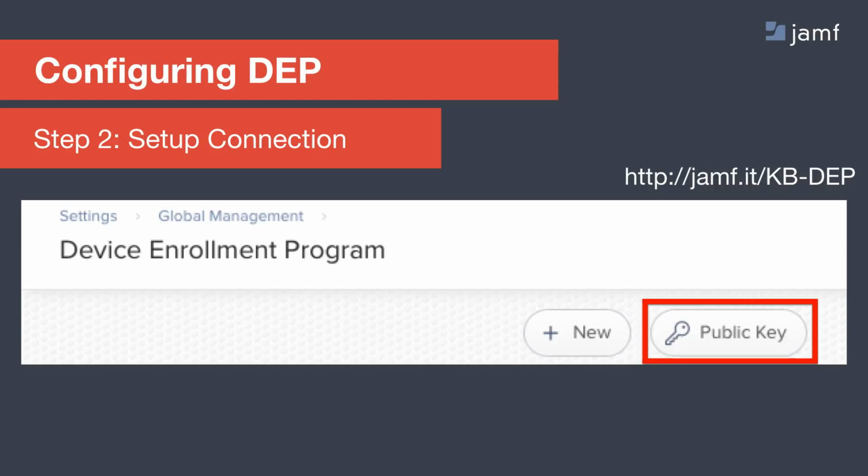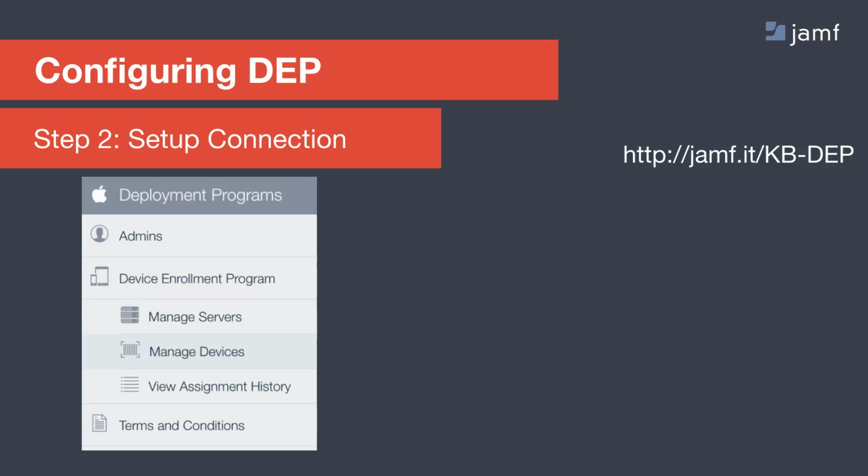So here we are in the Settings, Global Management, Device Enrollment Program setting for the Jamf Pro server. If you haven't already set up a DEP account, you'll see public key as an option. This just downloads the key that's associated to your Jamf Pro instance. Once you have that, you can go to your DEP account with Apple.